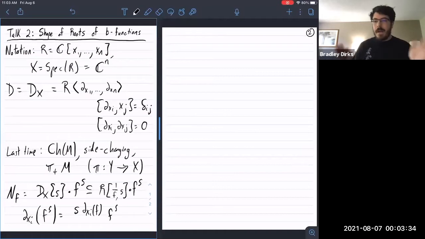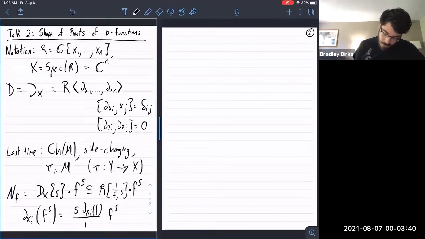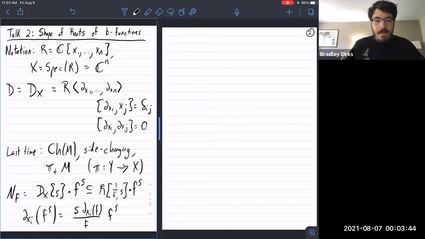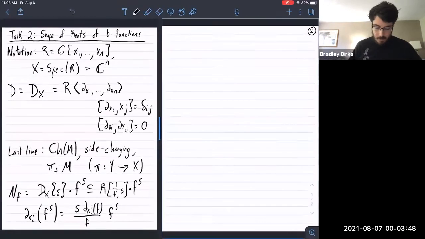And since we want to write everything in terms of f to the s, we should just write everything as a coefficient of f to the s. And we need to divide by f. So really this is like s times dxif times f to the s minus 1, which is like how the power rule works from calculus.